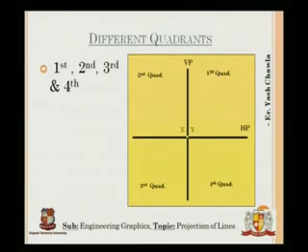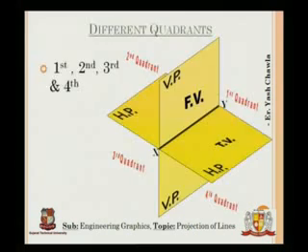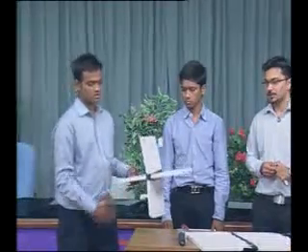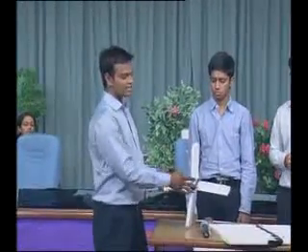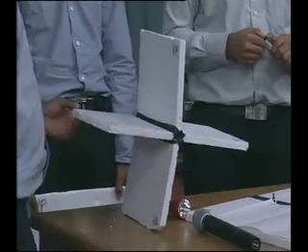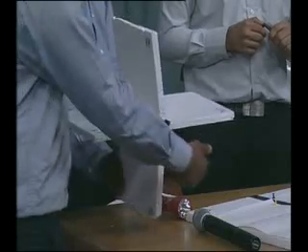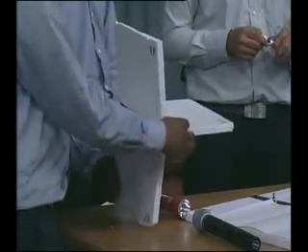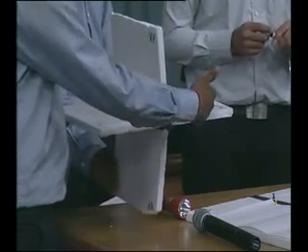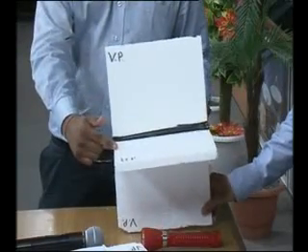Again, the different quadrants, as Janav explained last time also. We'll have a quick brief of what the different quadrants are like. These are the first, second, third and fourth quadrants, and we'll illustrate them again. Same as a point, a line may lie in space, in any of the 4 quadrants. If your object lies above HP and in front of VP, that means the object lies in the first quadrant.